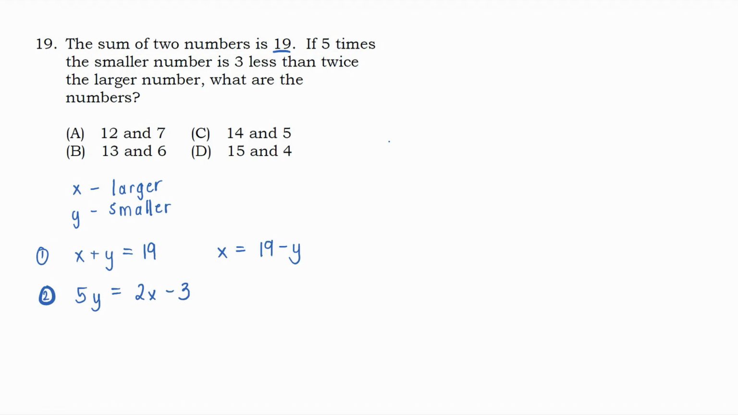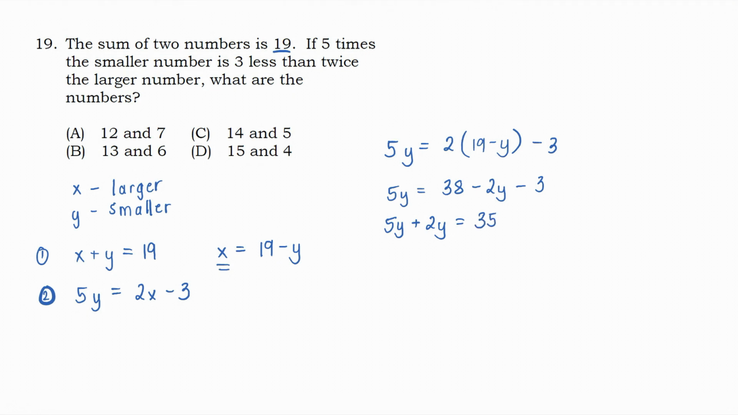So, ilalagay ko na lang dito. So, 5y is equal to 2 times, yung x natin is 19 minus y, minus 3. So, 5y is equal to 2 times 19 is equal to 38. 2 times negative y is negative 2y minus 3. And then, ilipat natin yung 2y to the left. So, magiging 5y plus 2y is equal to 35. 38 minus 3 is 35. And then, 7y is equal to 35. Y is equal to 35 divided by 7 is 5.